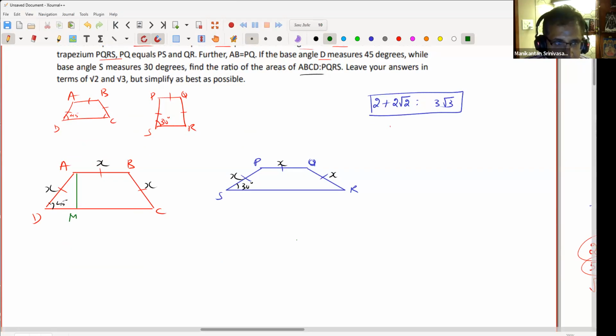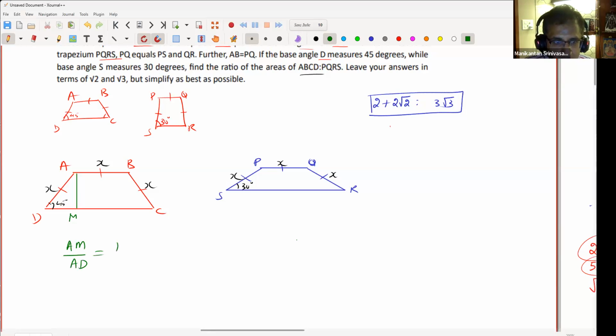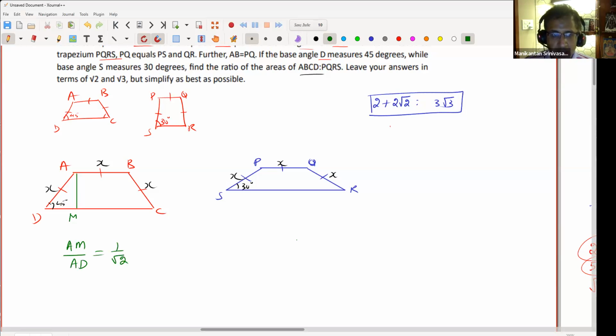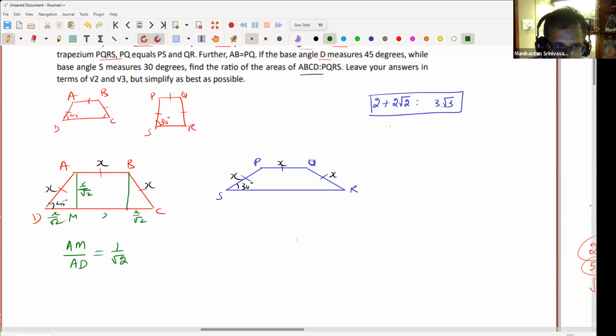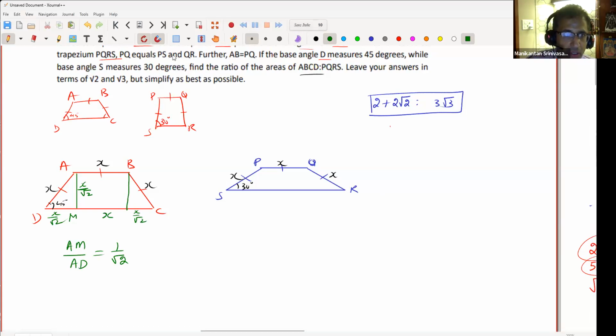So AM by AD is 1:√2, right? So we know this. Therefore, this would be X upon √2. And therefore, this also will be X upon √2. Similarly, this will also be X upon √2, and this is X. Okay, so now we know the area of a trapezium. Let's complete the other diagram and then come back. So same thing here, I'll draw the height.